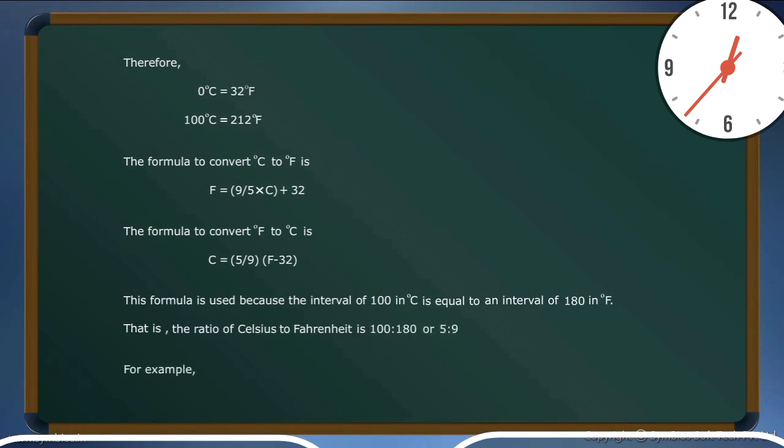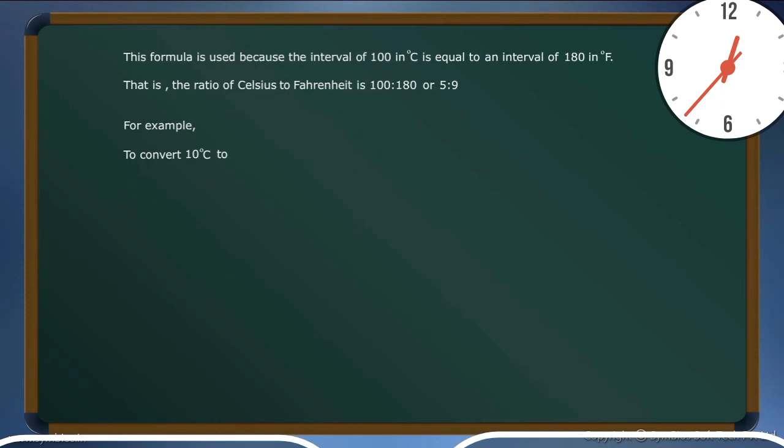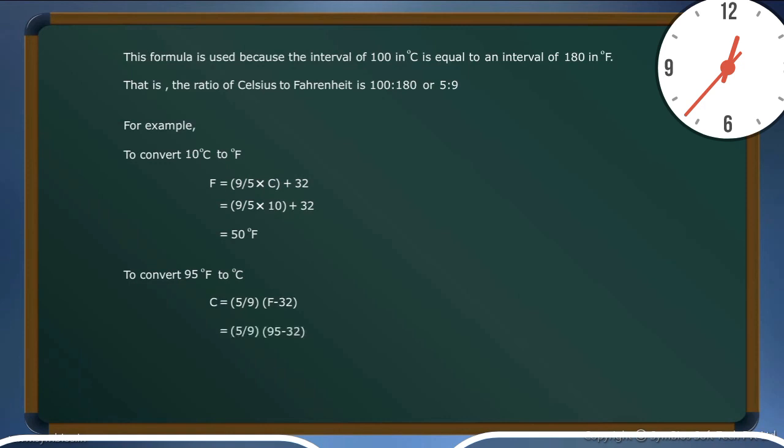For example, to convert 10 degrees Celsius to Fahrenheit, F equals 9 divided by 5 multiplied by C plus 32, which is 9 by 5 multiplied by 10 plus 32, equal to 50 degrees Fahrenheit. To convert 95 degrees Fahrenheit to degrees Celsius, C equals 5 by 9 multiplied by F minus 32, which is 5 by 9 multiplied by 95 minus 32, equal to 5 divided by 9 multiplied by 63, which is 35 degrees Celsius.